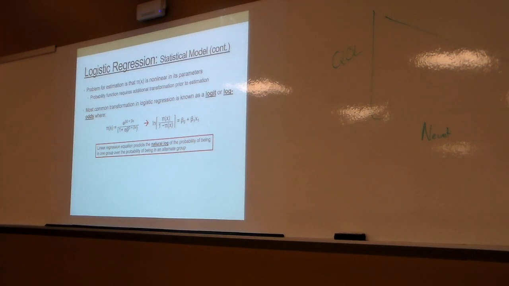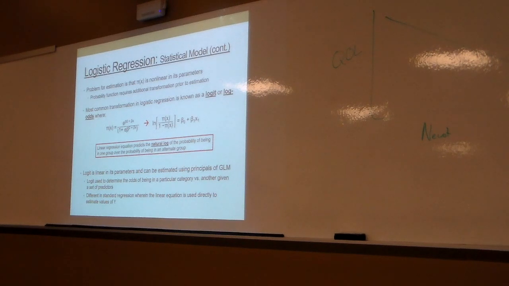Our outcome is no longer probability. Our outcome is now the natural log of our odds ratio, right? And so what we find is this logit, this log odds that we're getting, can be estimated using our linear function. We can predict a logit using our linear models.